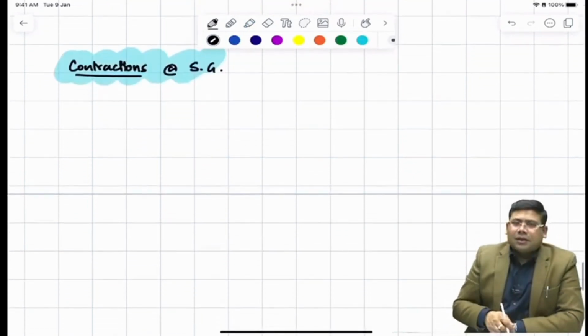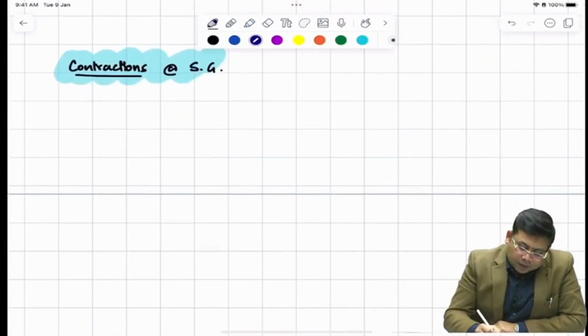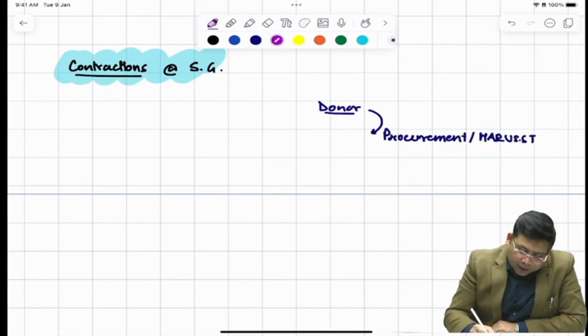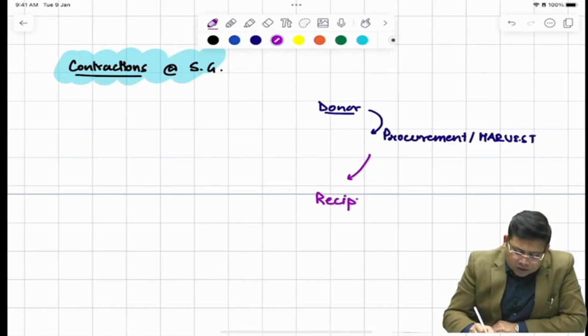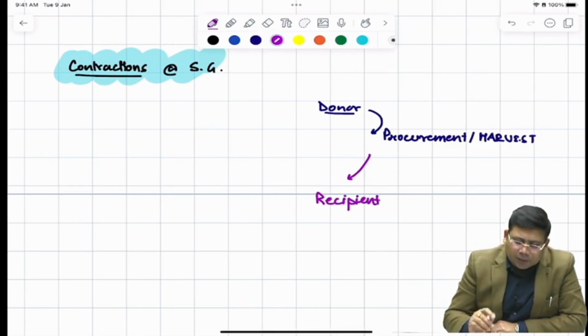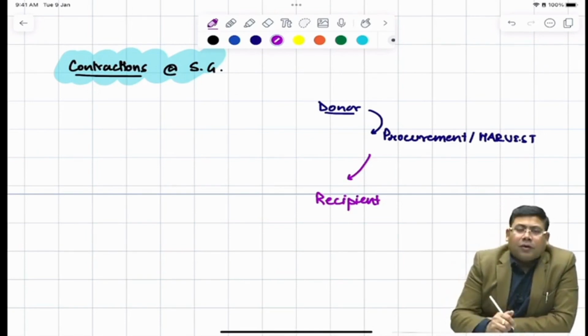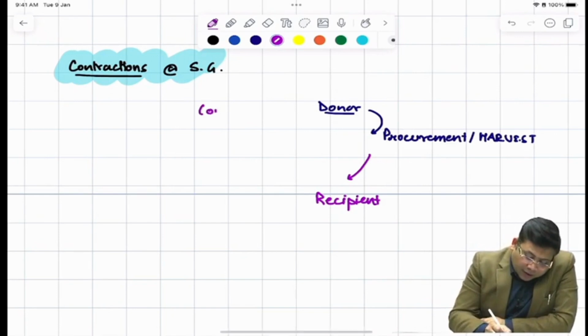When we talk about the skin graft, there are two steps. We have the donor and we do the procurement, which is known as harvest. Then we apply it on the what, students? Recipient bed. You can say recipient site, where you have deposited it. So there are two contractions that can happen in the life of a graft.